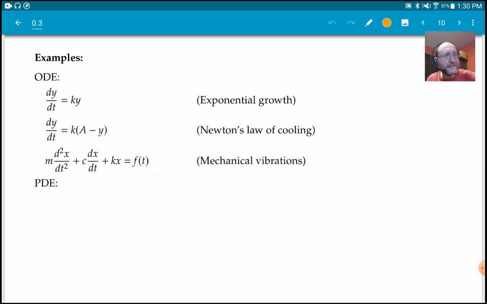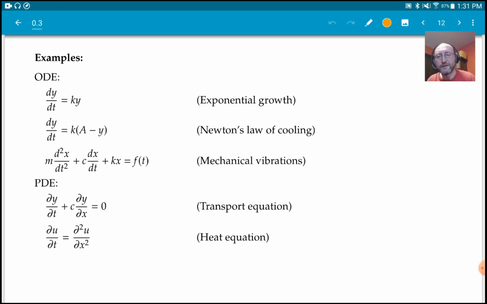Now, here are some examples of PDEs. For example, the transport equation. It's called the transport equation because it moves values somewhere. It would be a very simple model of the flow of a river. y is the dependent variable, and t and x are the independent variables. x is maybe position and t maybe time. You might have this equation. You have two independent variables, so that's why it's a PDE.